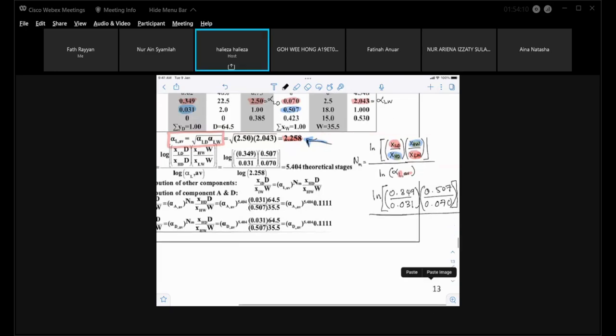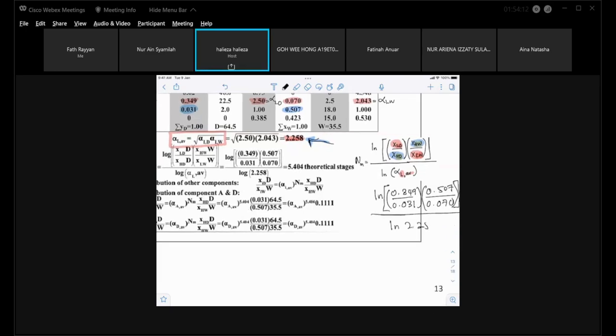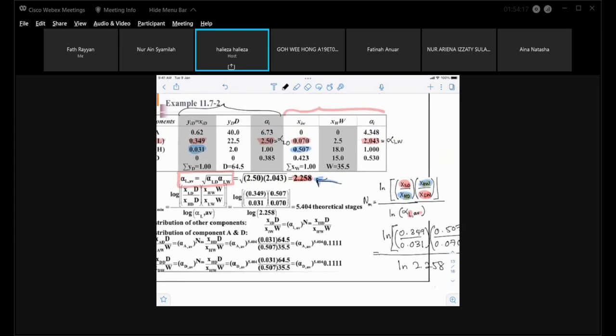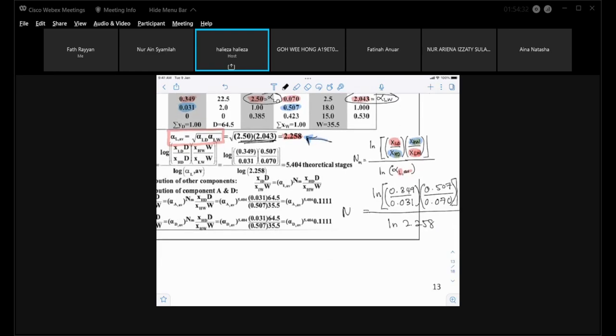So natural log 2.258. How to get that? I already explained how to do it. This is my relative volatility for the light key in the distillate. This is the relative volatility of the light key in the bottom product, which we substituted there. So we got that 2.258. So my N min, my number of minimum stages, if we do the calculation, I'm going to double check, which is actually the same as that. Over here we have log. So now I'm going to do it with natural log.